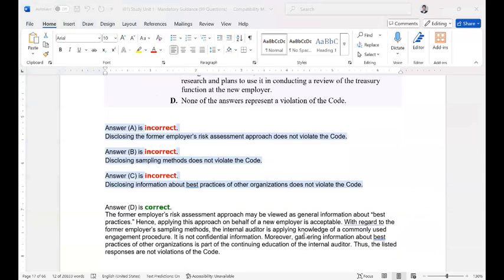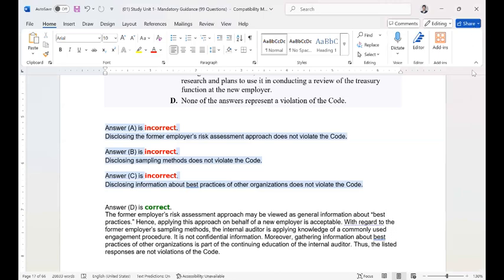Then the internal auditor is applying knowledge of a commonly used engagement procedure, PPS sampling. That is also okay. It is not confidential information. Gathering information about best practices of other organizations is part of continuing education. Thus, the listed responses are not violations. Correct. The research, as one of the students is also saying, is on best practices. These are also publicly available.